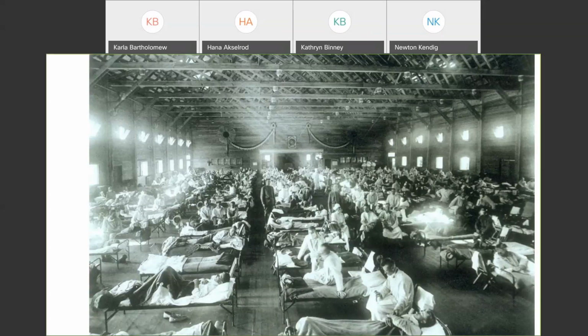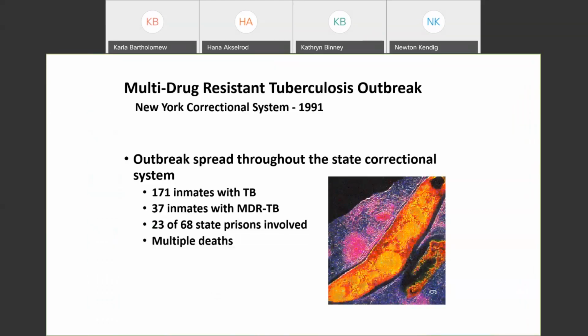Fortunately, this is largely a vaccine-mediated disease in part, which we don't have for COVID-19, but we have had cases that have really brought correctional systems to their knees when seasonal influenza has been particularly severe in certain parts of the country. And just to give a brief context, other respiratory pathogens: in 1991, there was a large outbreak of MDR-TB in the New York correctional system.